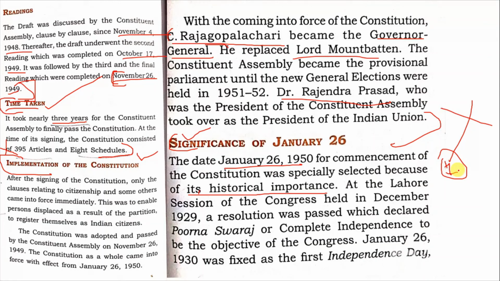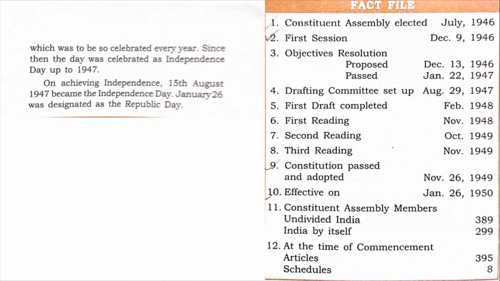And a resolution was passed which declared Purna Swaraj or complete independence to be the objective of the Congress. Okay, so the Lahore session of the Congress held in December 1929 is very, very important. So January 26, 1930 was fixed as the first Independence Day. And next, it was to be celebrated every year since then, the day was celebrated as Independence Day up to 1947. On achieving independence, 15th August 1947 became the Independence Day.